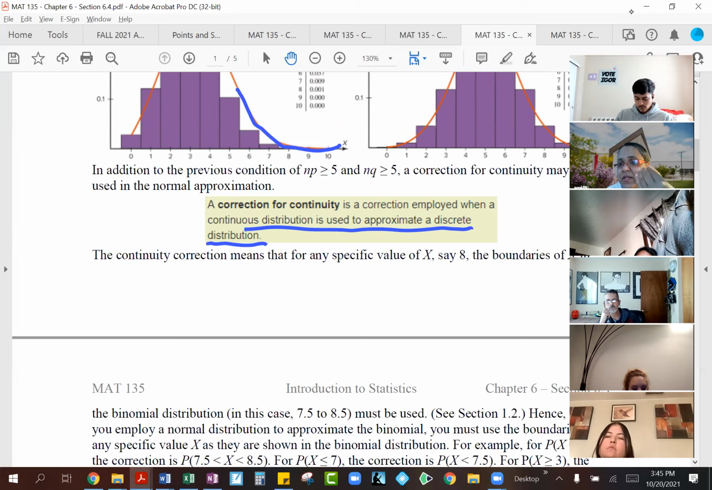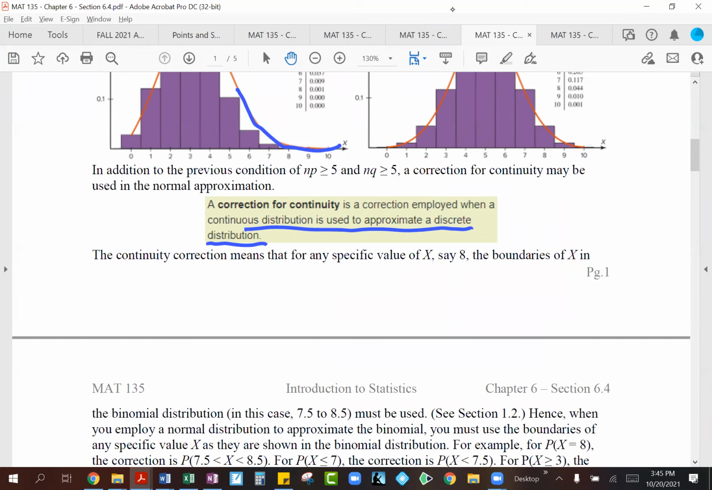Remember the difference between discrete and continuous. Discrete is where you can count the values for your random variable. Continuous is where you measure them, right? So height, weight. Discrete would be how many students you have in a class, how many kids a family have, and that kind of thing.